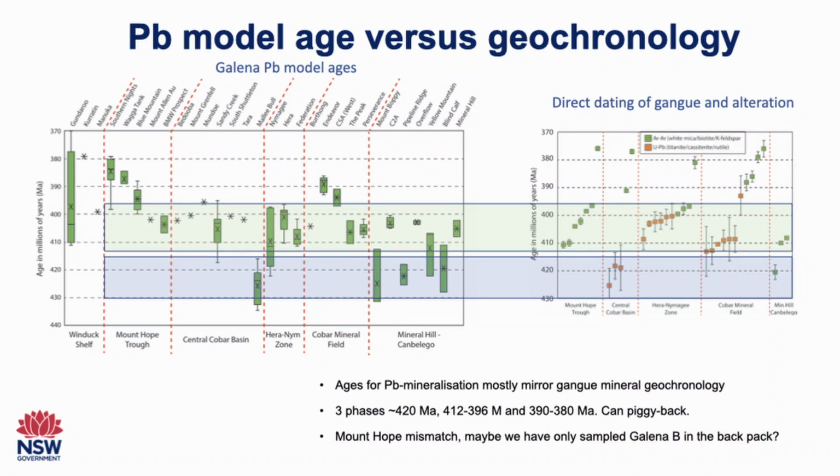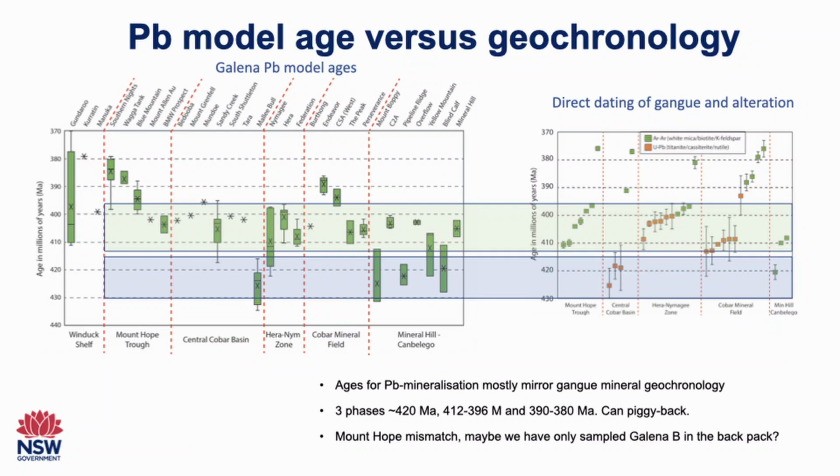Then we have our second phase, which is this 410 to 420. That's our central Cobar mineral field. If we have a look at the Cobar mineral field, it's very similar, with the younger isotopic dating and younger lead model ages for those lead zinc ore bodies. Here in the Nymagee zone, almost identical. A bit of older lead at Nymagee, which can be explained in other ways. Again, Mallee Bull looks very similar, but we have a bit of a mismatch with any of the younger parts of the system that we don't seem to see.